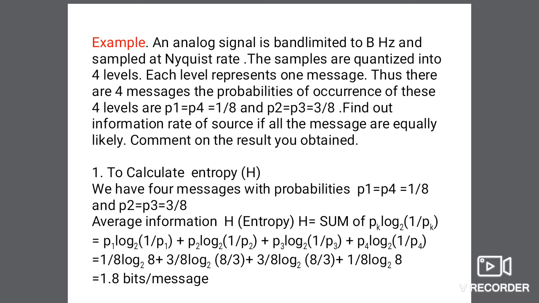Simple example: an analog signal is band limited to B hertz, meaning bandwidth is B, and sampled at Nyquist rate, which is equal to 2B samples per second. The samples are quantized into 4 levels, meaning 4 messages. Each level represents one message. Thus, there are 4 messages. The probabilities of occurrence of these 4 levels are: P1 and P4 are the same, 1 upon 8, and P2 and P3 are the same, 3 upon 8. Total probability is 1.